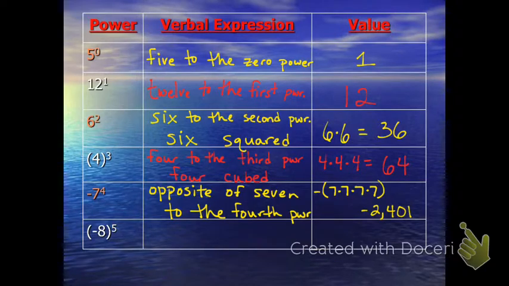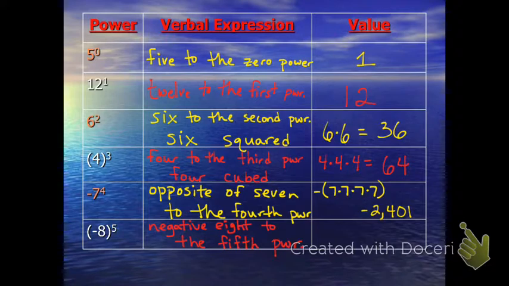Now, that example, the opposite of 7 to the 4th, and the next one have a little difference. Do you see the parentheses that are around the negative 8? And there are no parentheses around the 7 or the negative sign. So the last example is a little bit different because this one is read as negative 8 to the 5th power. Since the negative sign is attached to the number with parentheses, that makes it a negative 8.